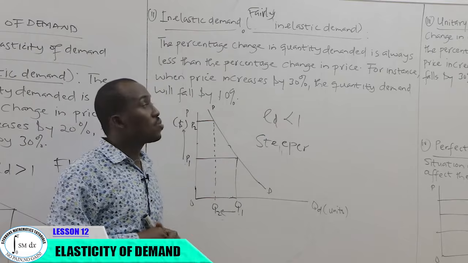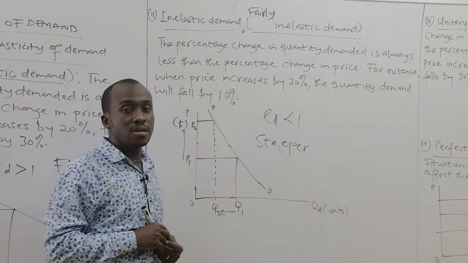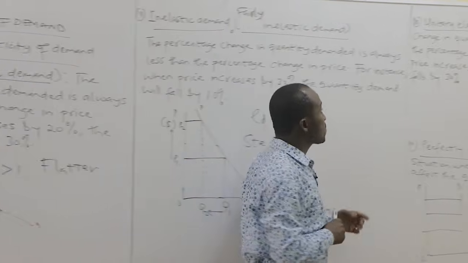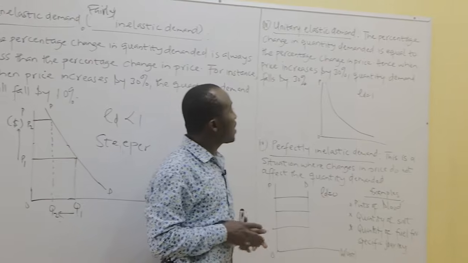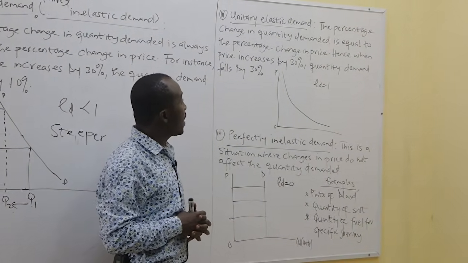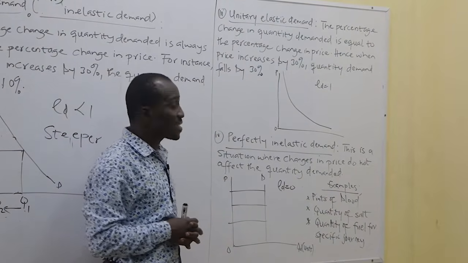Let's go to unitary elastic demand. What is unitary elastic demand? Unitary elastic demand is when the percentage change in quantity demanded is always equal to the percentage change in price. Hence, when the price increases by 30%, quantity demanded also will fall by 30%.